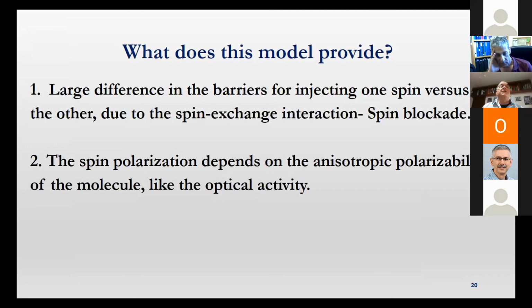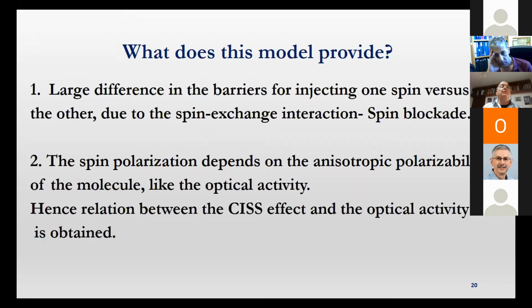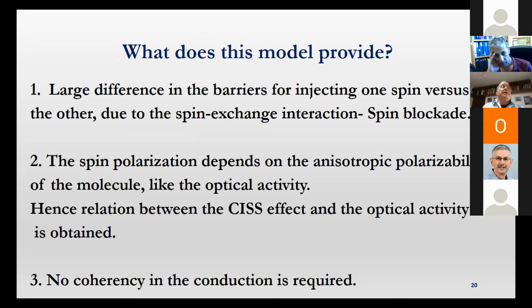The spin polarization depends on the anisotropic polarizability of the molecule, and this is exactly proportional to the optical activity of the molecule. So we related now the CISS to the optical activity. You should realize no coherency is required. The conduction can be non-coherent and it will not affect the results.